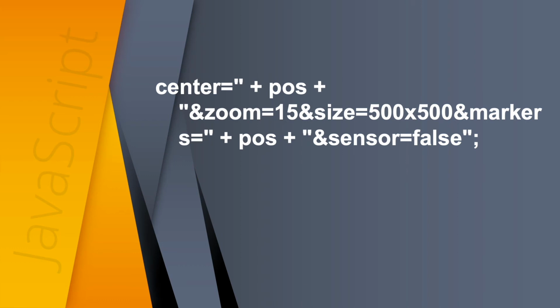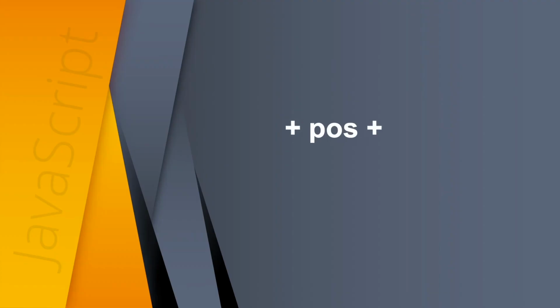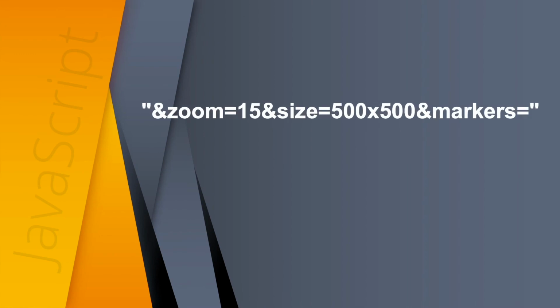Our query string itself is this: center equals, plus sign, pos, plus sign. The double quote marks after center equals is matched to the first one before HTTPS. We need to do this because our coordinates are held in a variable, plus pos plus. If we put quote marks around a variable, JavaScript treats it as a string and just prints the variable name rather than its contents. This concatenates the pos variable with the rest of the string.